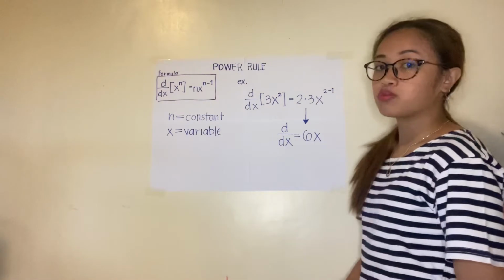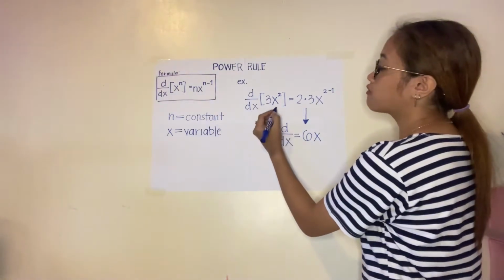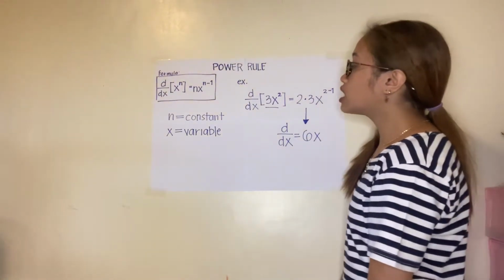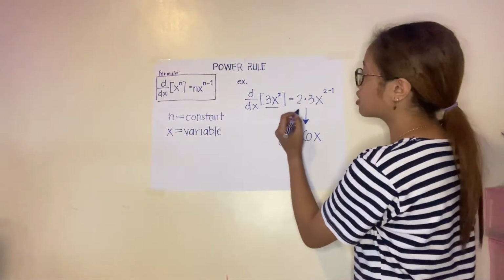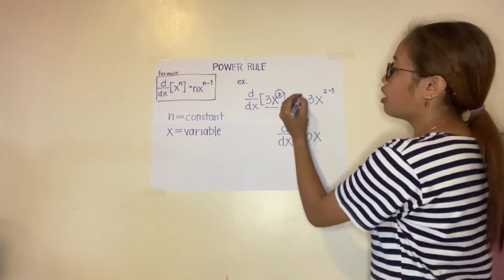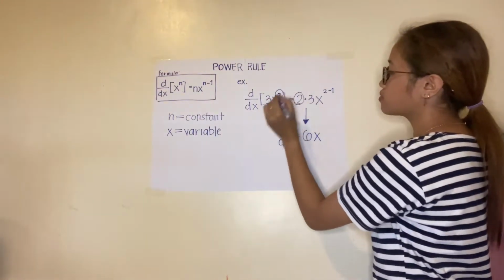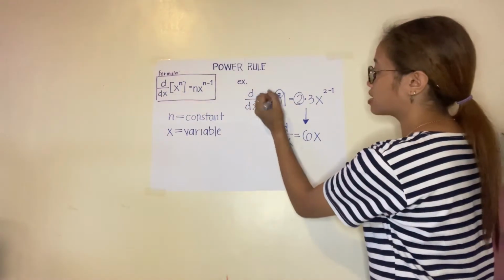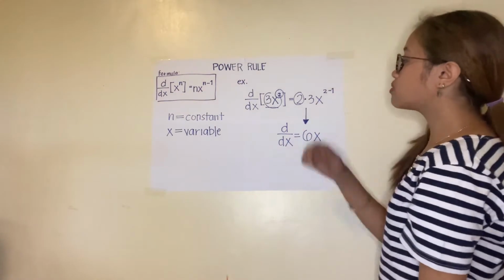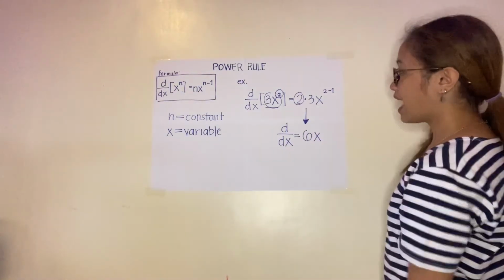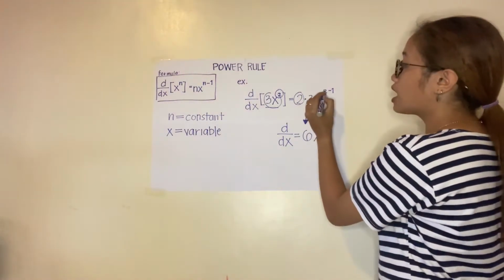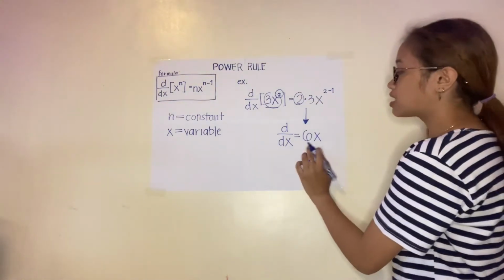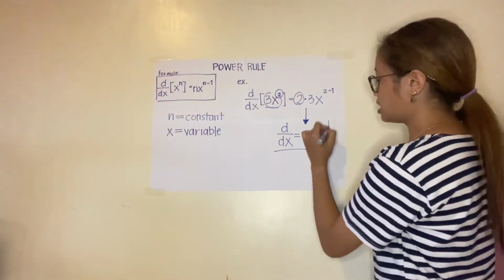An example would be the derivative of 3x squared. To follow the formula, we are going to multiply our constant, which is the 2, to the coefficient of our variable, which is 3x. So it would be 2 times 3x raised to the power of 2 minus 1. The answer would be the derivative of 6x.